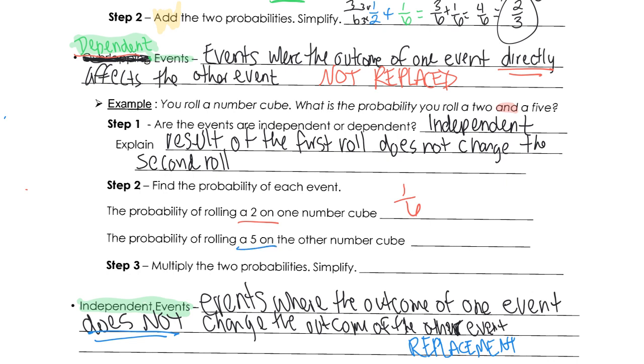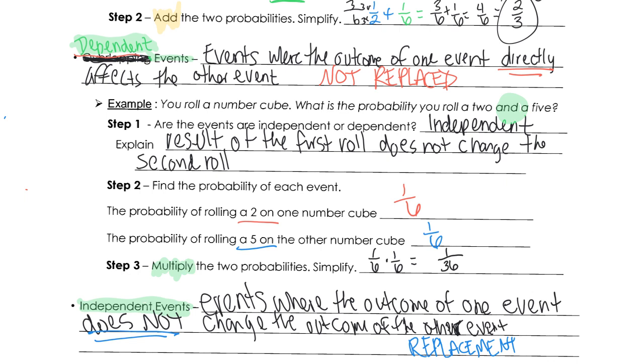1/6. Okay, now we take these two probabilities, and because it says "and," now we multiply. So we do 1/6 times 1/6, and that's going to give me 1/36. So that's our probability.